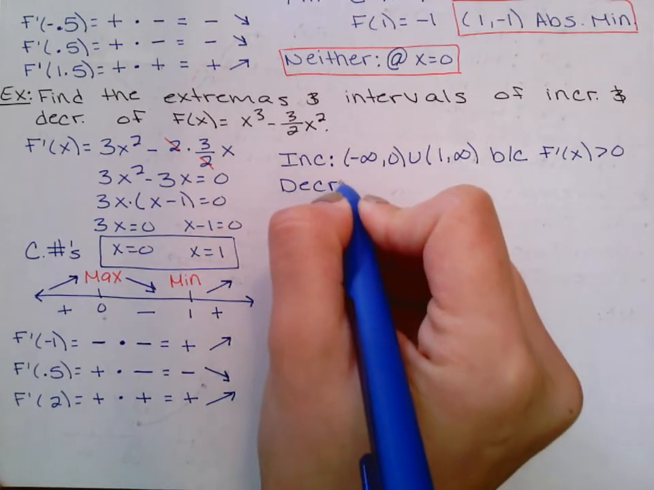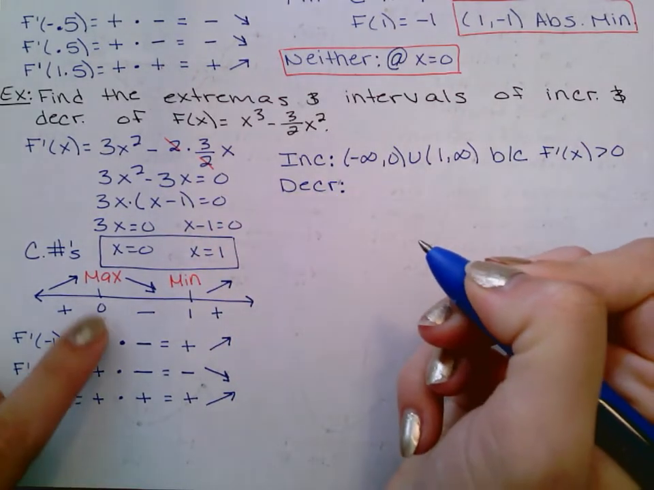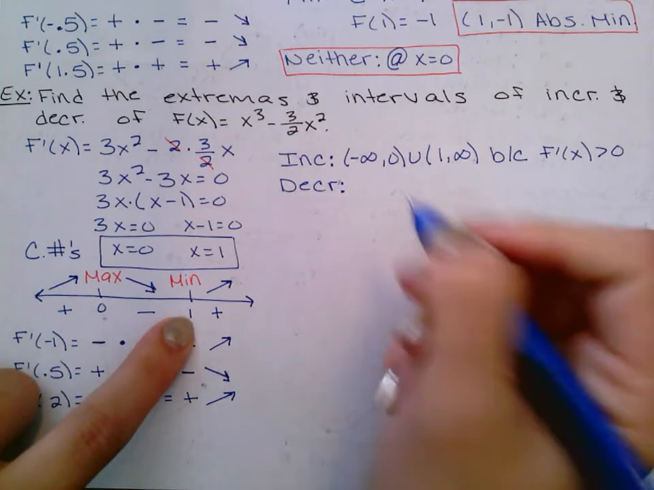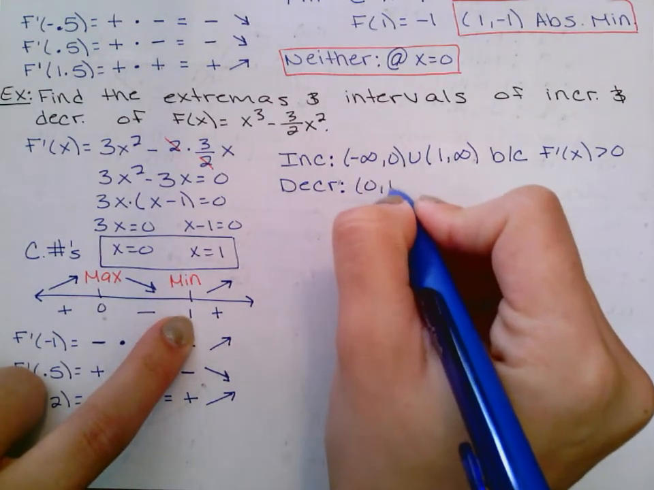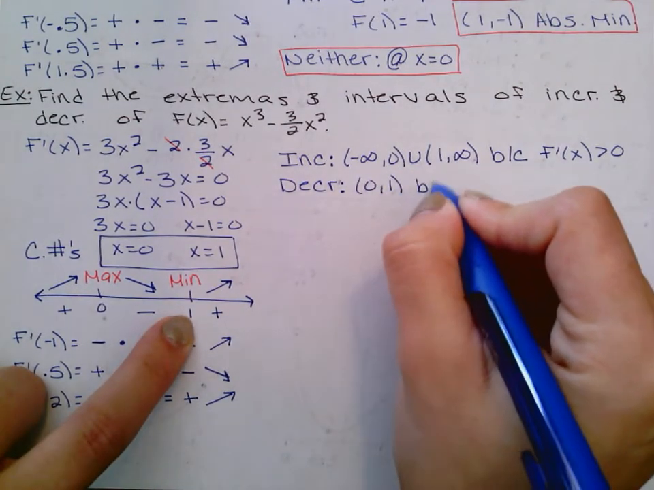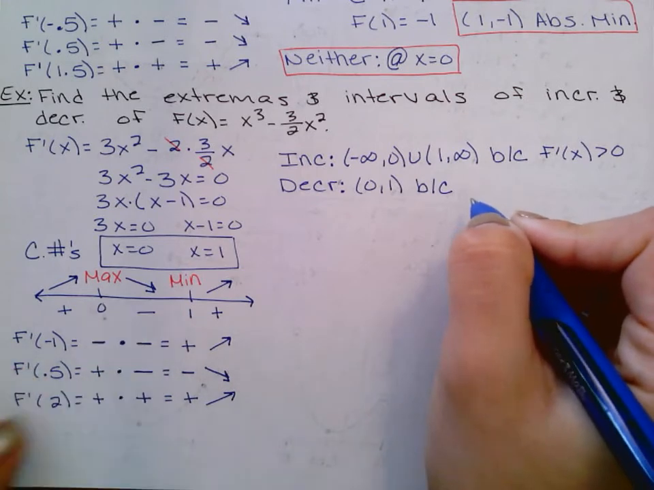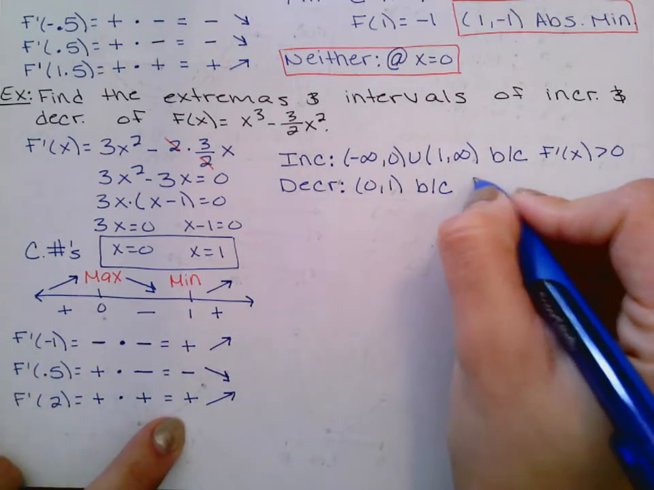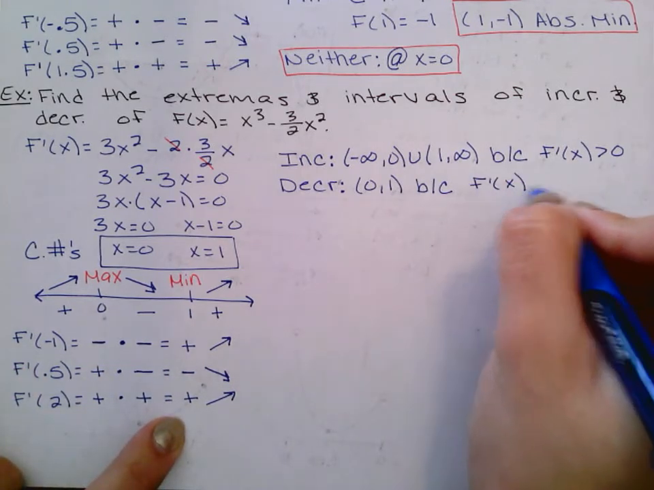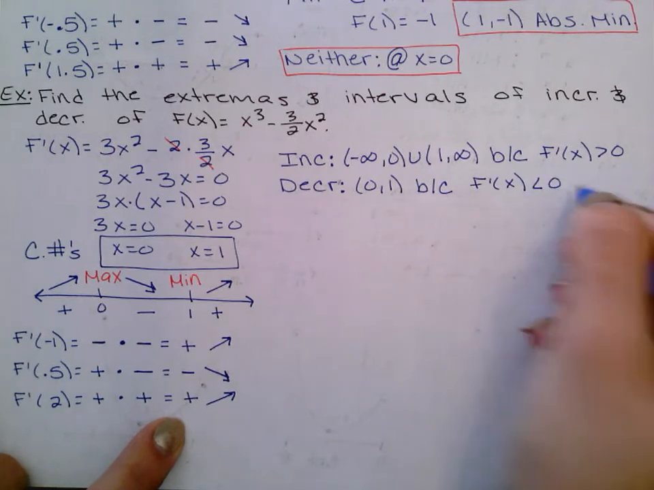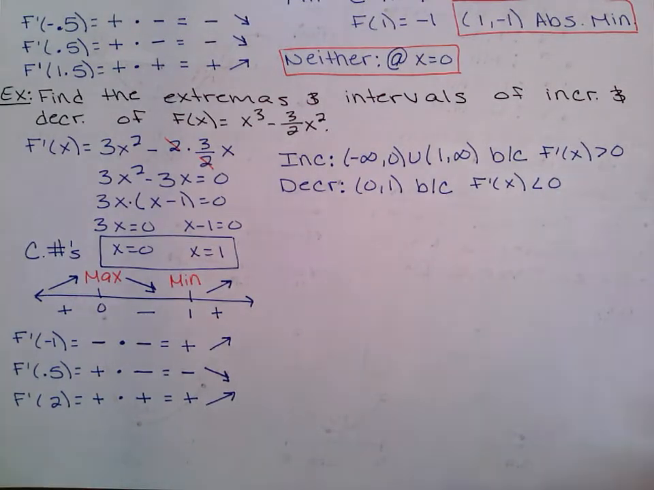Decreasing. I was only decreasing in between 0 and 1. And I know this because when I plugged those numbers into the derivative, it came out negative, or less than 0. All right?